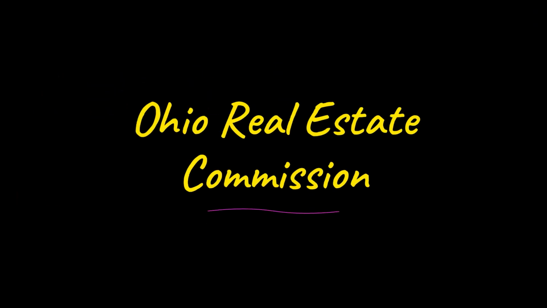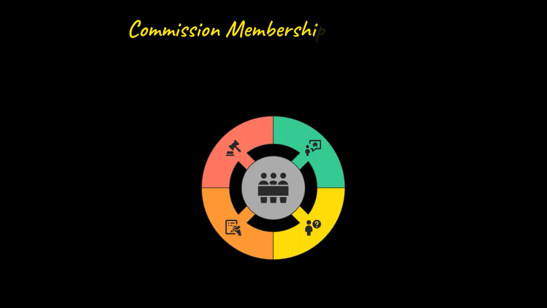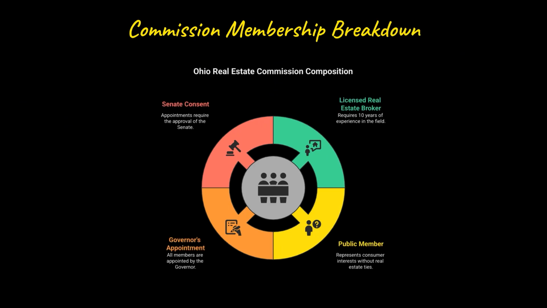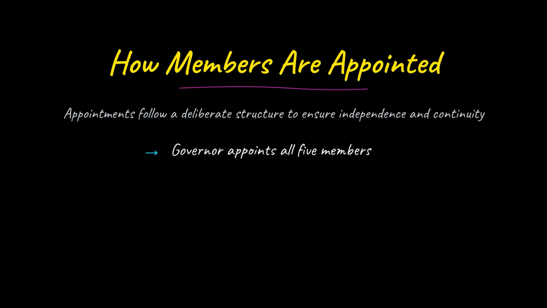The Ohio Real Estate Commission is the state's rulemaking and appellate body for real estate licensees. Understanding its exact composition is the key to answering exam questions about it correctly. The commission has exactly 5 members. 4 must have been licensed real estate brokers for the 10 years immediately before appointment. The 5th is a public member with no ties to the real estate industry, ensuring a consumer voice at the table. All 5 members are appointed by the governor with the advice and consent of the Senate.